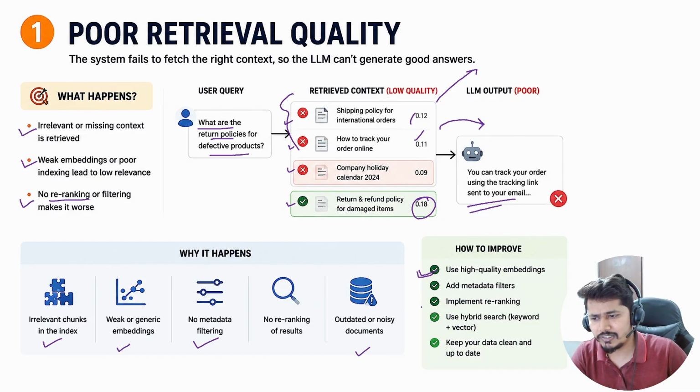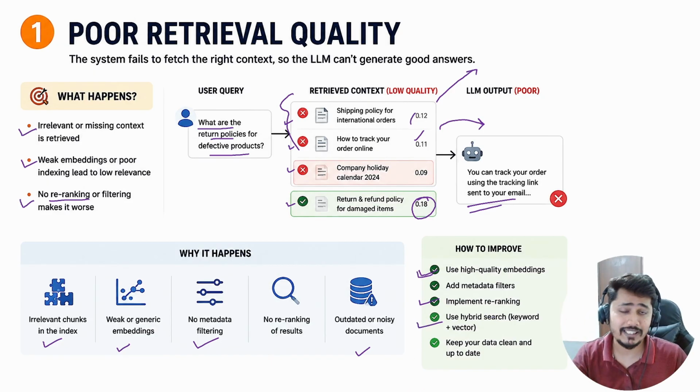Then the metadata filters, if you are not adding them, you'll have to add the metadata filter so that you can improve the quality. You can implement re-ranking. So once the results are generated, you should re-rank those results. Then instead of only relying on a single vector search, you can use hybrid search, like vector semantic search plus keyword search, which will give you better results. I have tried these approaches in production and they work really well. This way, you can definitely improve your performance and your model accuracy. And also you should keep your data clean and up to date. So that's the first challenge that we have seen.